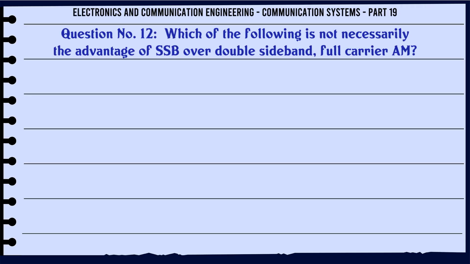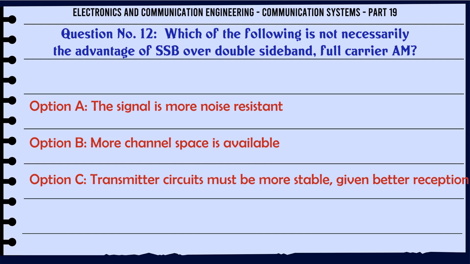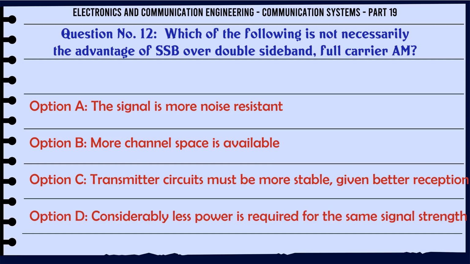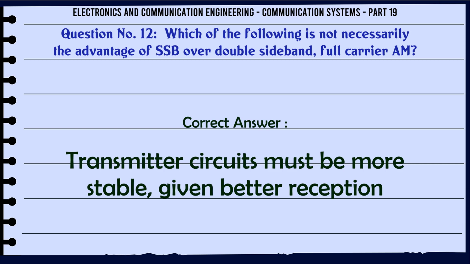Which of the following is not necessarily the advantage of SSB over double sideband full carrier AM? A. the signal is more noise resistant, B. more channel space is available, C. transmitter circuits must be more stable given better reception, D. considerably less power is required for the same signal strength. The correct answer is transmitter circuits must be more stable given better reception.